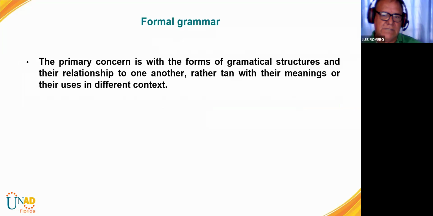Okay, here you have some detail. The first thing that you have here is that the primary concern of formal grammar is with the forms of grammatical structures. This part is really important. Grammatical structures and their relationship to one another, rather than, there is an H missing there, THAN, with their meanings or their uses in different contexts. So, as you can see here, formal grammar is related to the grammatical structure of phrases and sentences.